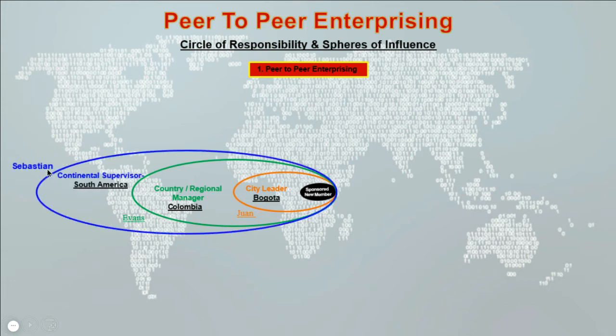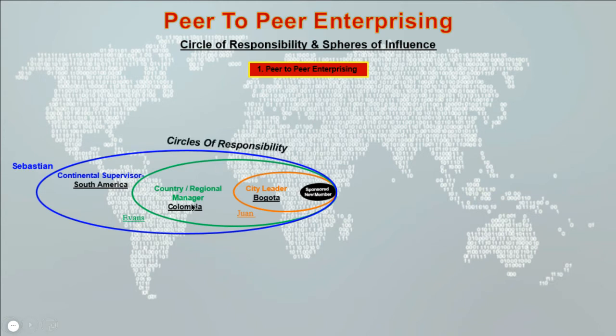And look, Sebastian, who doesn't even know Kita that well, he's been to Hong Kong. He actually gets to benefit from somebody Kita introduced because he is the South American supervisor that obviously includes Colombia and includes the city of Bogota. So now you start to see how this begins to grow, okay? And these are the circles of responsibility.